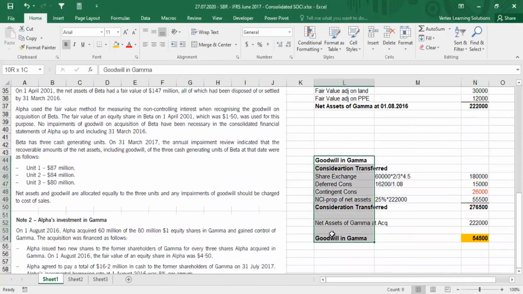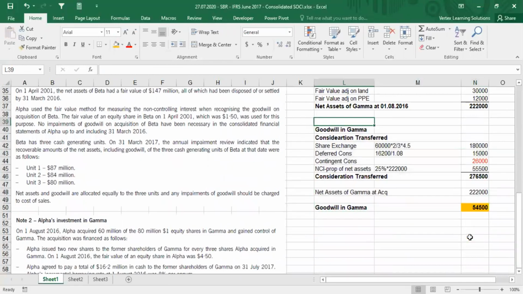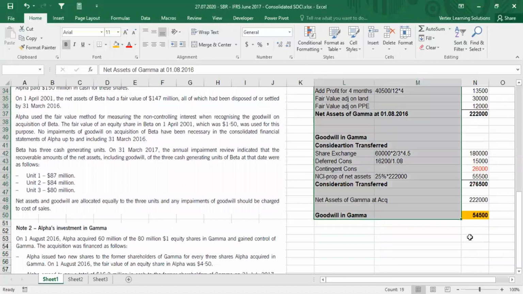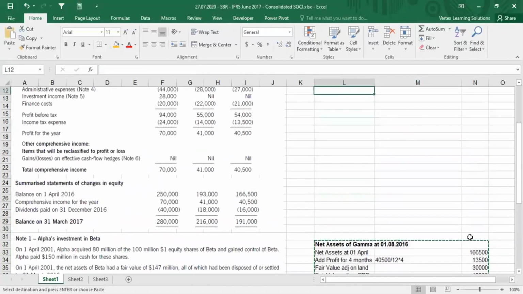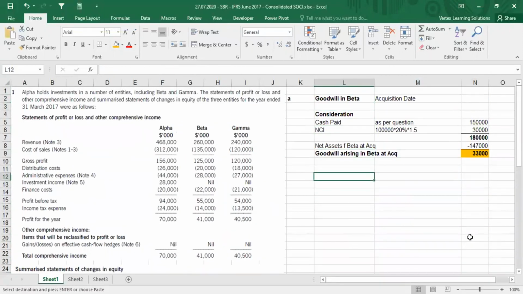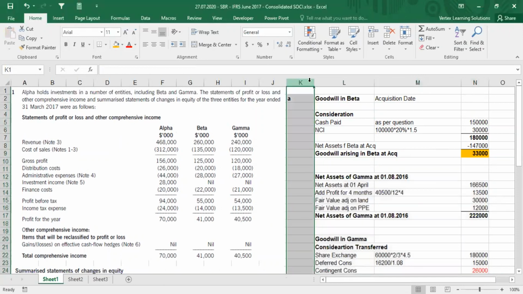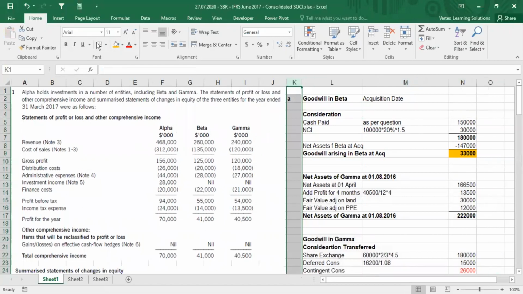Now let me do like this. I'll just make it with formatting and we'll take it up. So this was our first requirement for 7 marks of calculating 2 goodwills, goodwill in beta, goodwill in gamma. We would be needing it because there might be some impairment of cash generating units and others. So we need goodwill, and any impairments will go to cost of sale, etc. Anyways, part A, which was your first requirement, that is done.